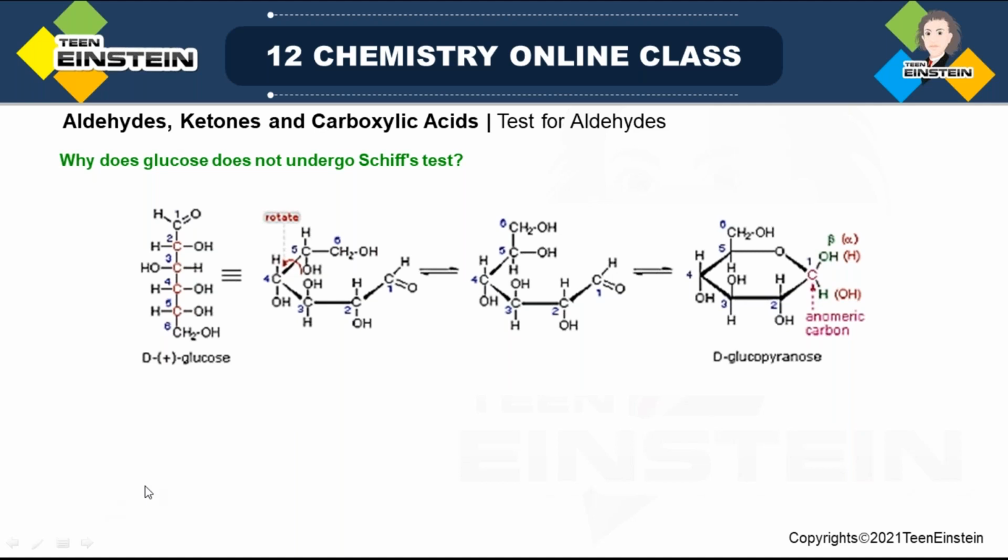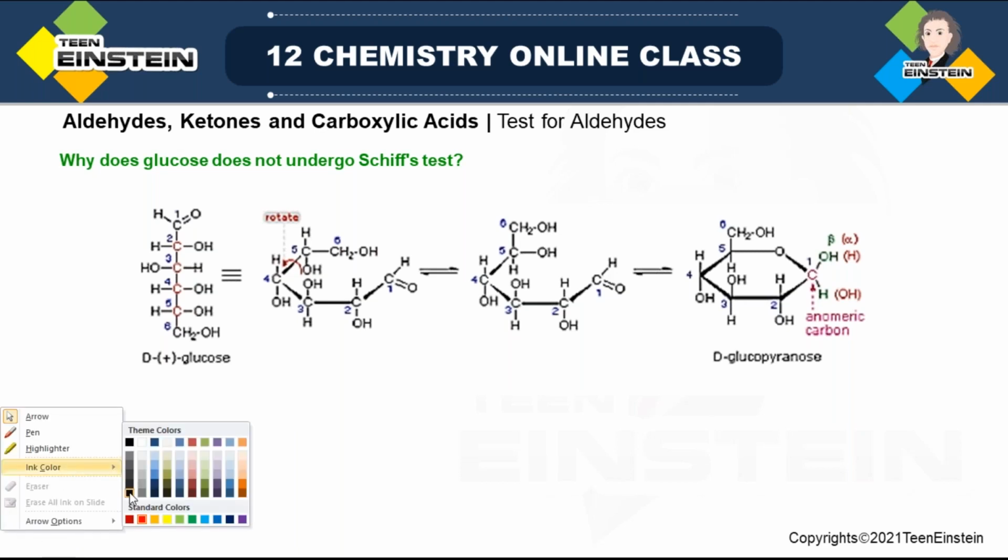In today's class, after finishing oxidation, there will be reactions related to reduction reactions and related problems, and if time permits, then the next type of reaction, which is reactions involving alpha hydrogen. So here the question we have: why does glucose not undergo Schiff test?